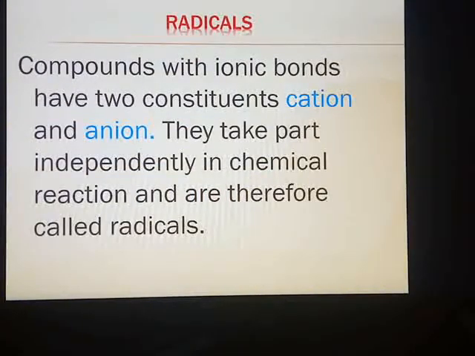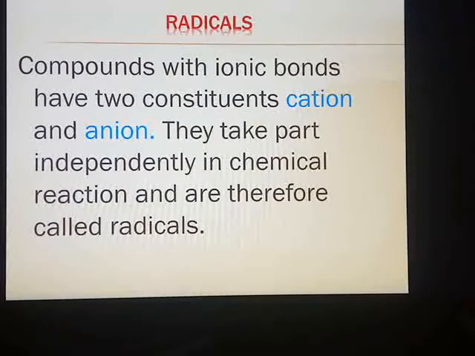Next is what are radicals. Compounds with ionic bonds have two constituents, that is cation and anion. Yesterday also you have seen this in the formation of sodium chloride. One is the cation, one is the anion. They take part independently in the chemical reaction.